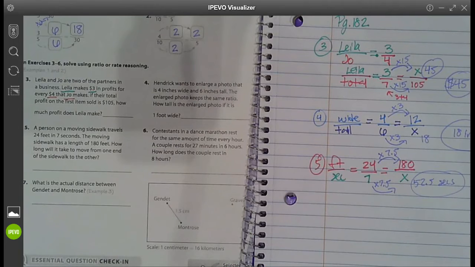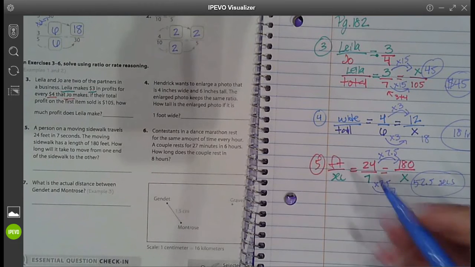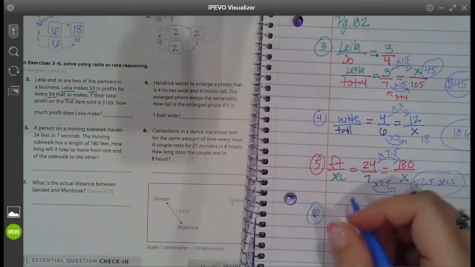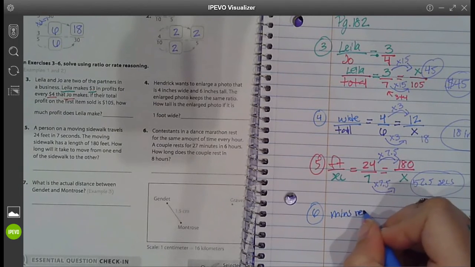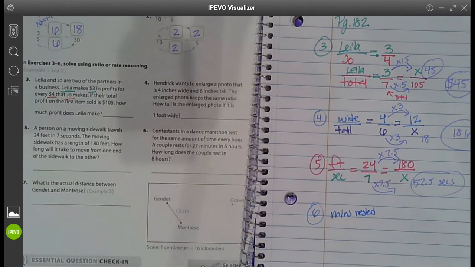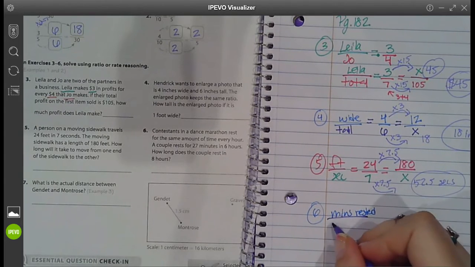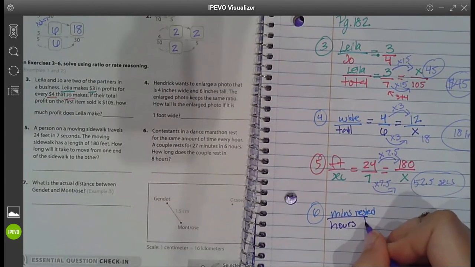Okay, my next one says, contestants in a dance marathon rest for the same amount of time every hour. A couple rests for 27 minutes in 6 hours. How long does a couple rest in 8 hours? So what are we talking about here? Because you're like, there's 2 times. So let's be specific. We're talking about the minutes that you rest versus the hours that you dance?